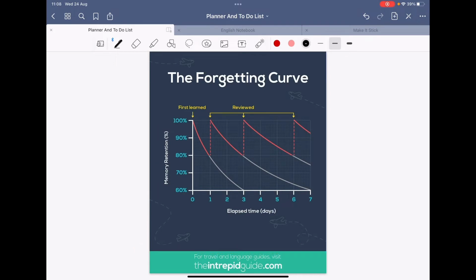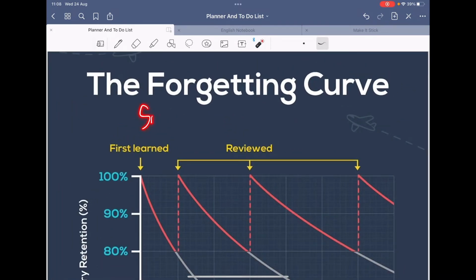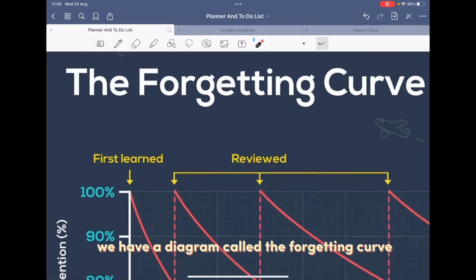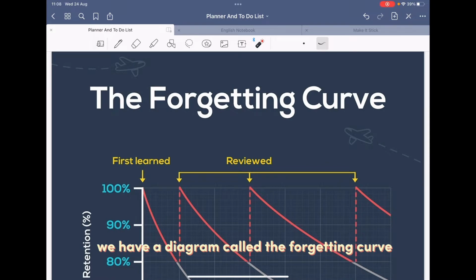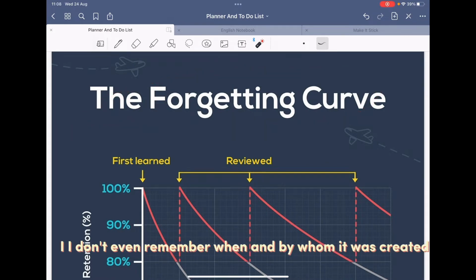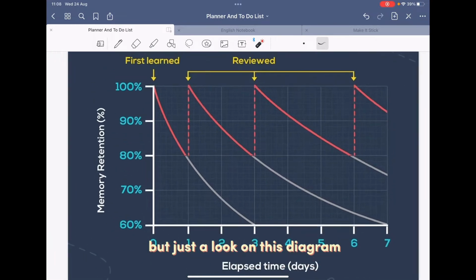Study technique number 3 is spaced repetition, like this. And based on this technique, we have a diagram called the forgetting curve. I don't even remember when and by whom it was created, but just look at this diagram.